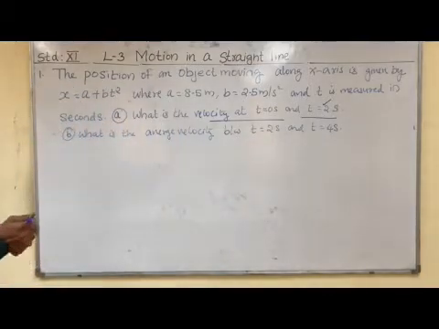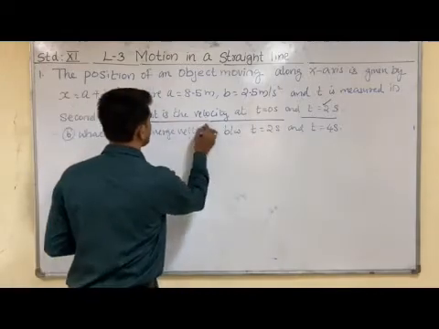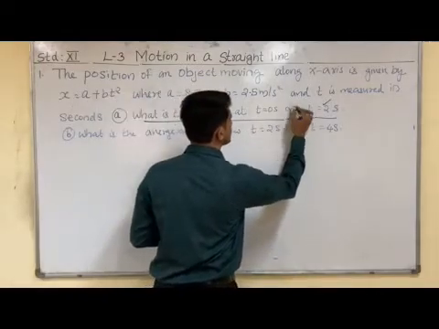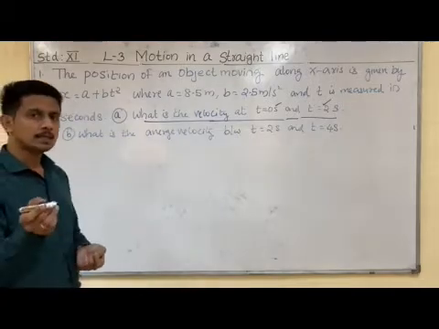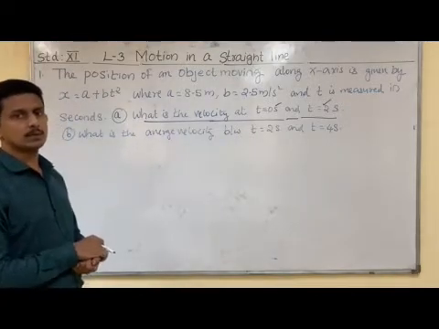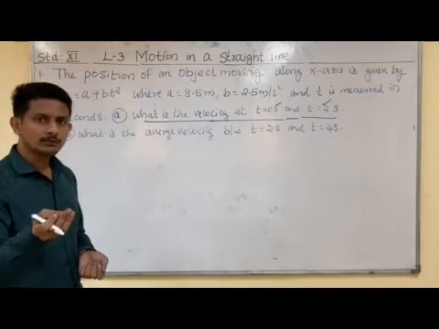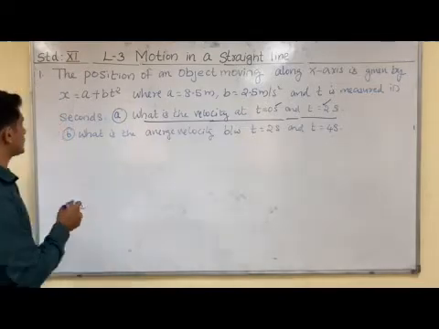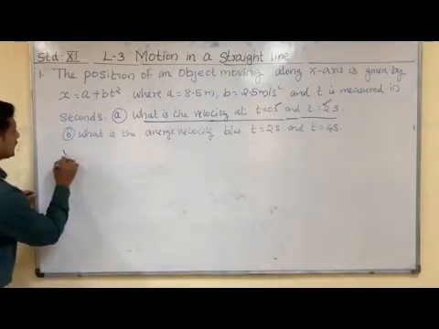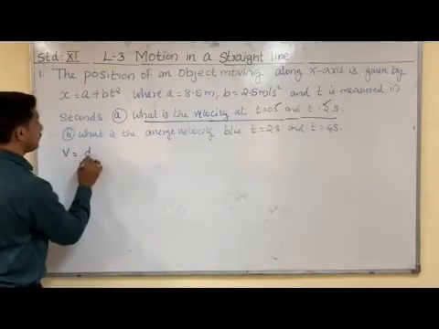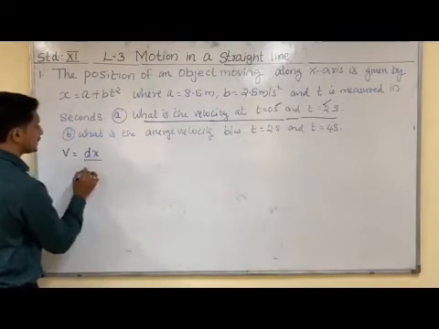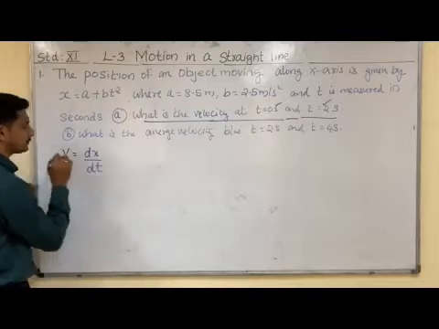You can see that the first part is asking what is the velocity at t is equal to 0 seconds and at t is equal to 2 seconds. That means that is our instantaneous velocity. So we are going to calculate first the instantaneous velocity. We already know that instantaneous velocity is given by v is equal to dx by dt.